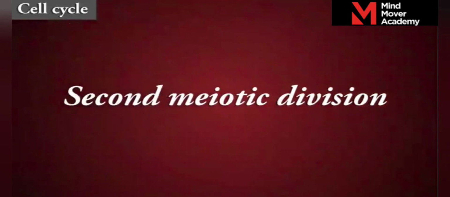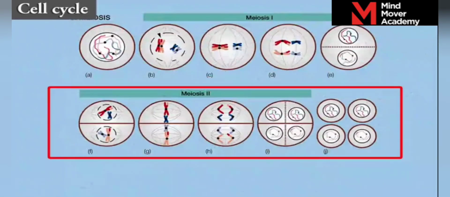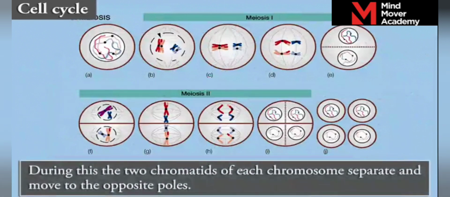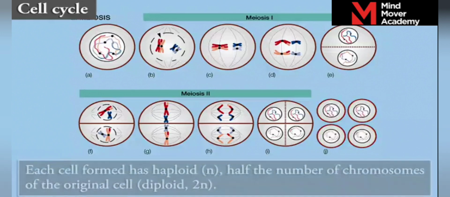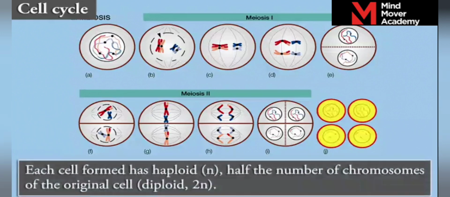Second meiotic division. It is similar to mitosis. During this, the 2 chromatids of each chromosome separate and move to the opposite poles. Nuclear membrane reappears and 4 cells are formed. Finally, each cell formed has haploid or N, half the number of chromosomes of the original cell, diploid 2N.